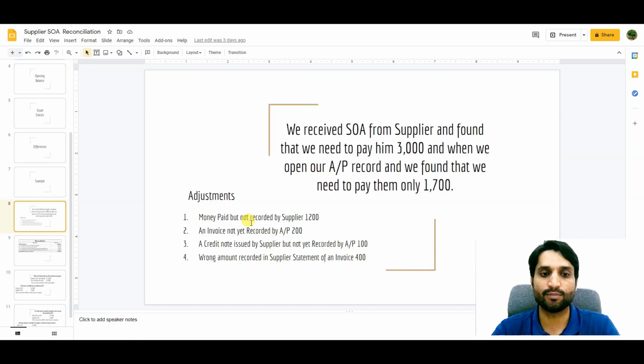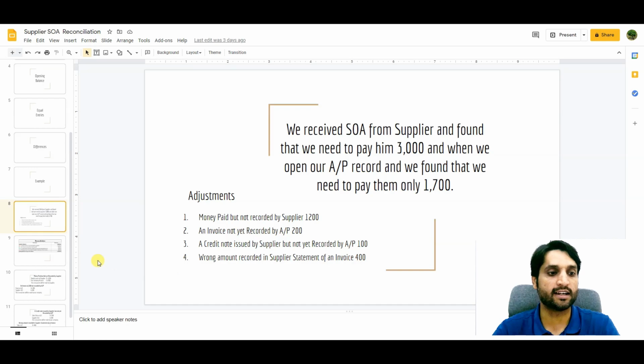We have paid money but the supplier did not record it in his statement, 1,200. Now here, an invoice not yet recorded by accounts payable of 200. In our record, the supplier has submitted us an invoice but we did not record it yet. A credit note issued by a supplier but not yet recorded by our accounts payable department. Wrong amount recorded in the supplier statement of an invoice of 400. He has made an overstated invoice. The invoice was, say, 1,000, and he recorded it as 1,400.